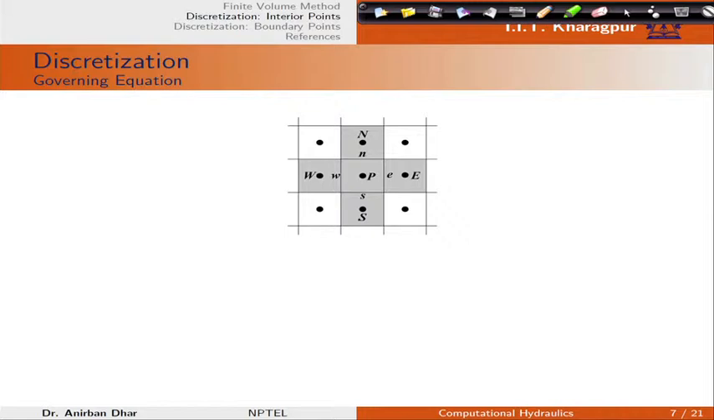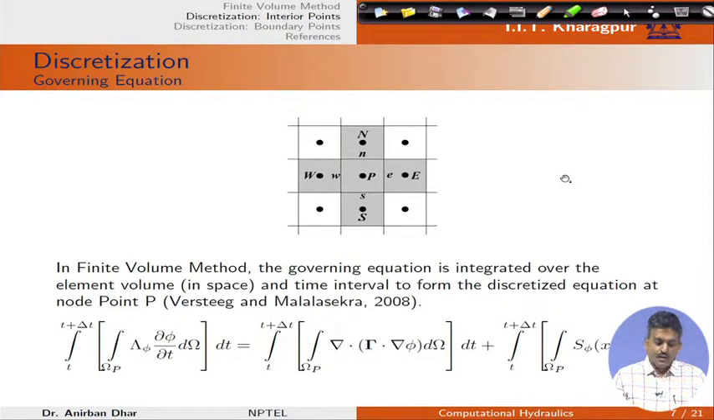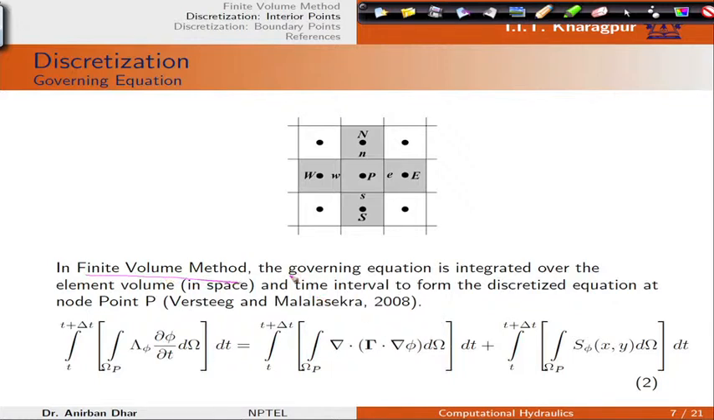If we consider any interior cell, then for any particular interior cell we have east, west, north, south, these 4 neighboring cells. For this one we can start the discretization. In the finite volume method, the governing equation is integrated over the elemental volume in space and time interval to form the discretized governing equation at node point P, or cell center P. In this case we are integrating from t to t plus delta t, that is, from the present time level t to the future time level t plus delta t.